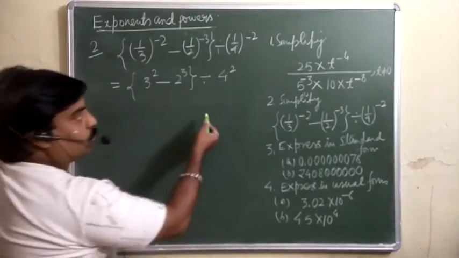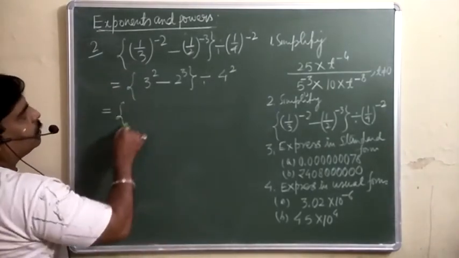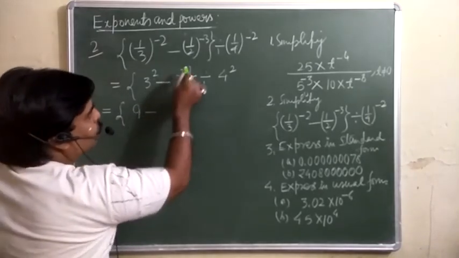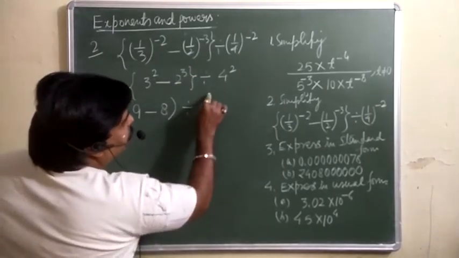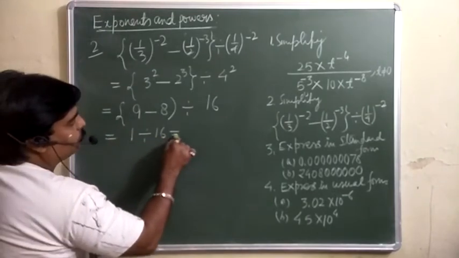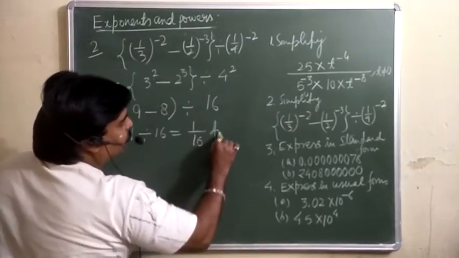Direct we can do. This is already we discussed. ये हो गया हमारा 3 3 जा, 3 into 3 is 9, minus 2 into 2 into 2 is 8, division sign, this is 16. So this is 1 divided by 16. So this is equal to 1 over 16, and this is your answer.